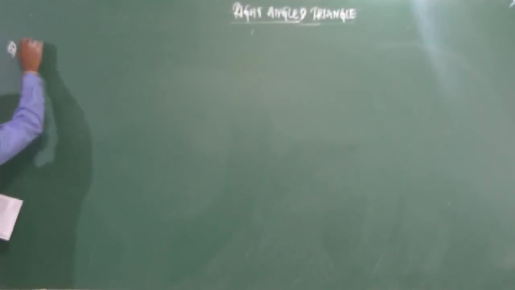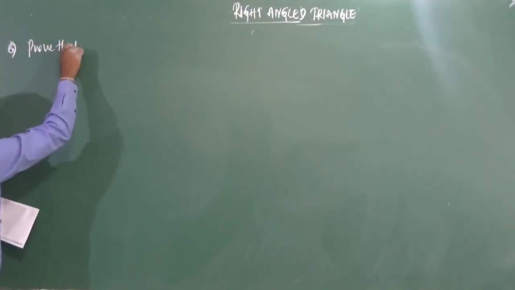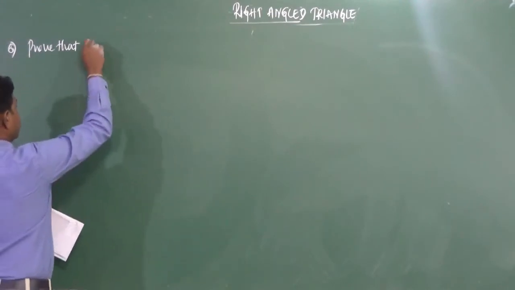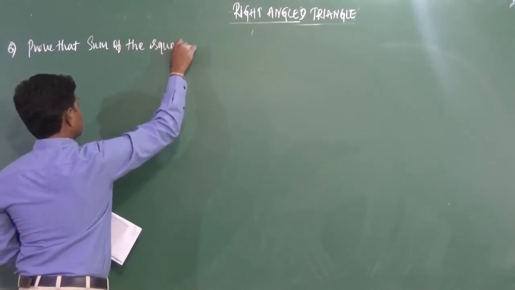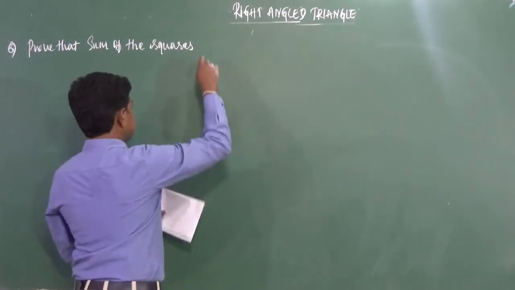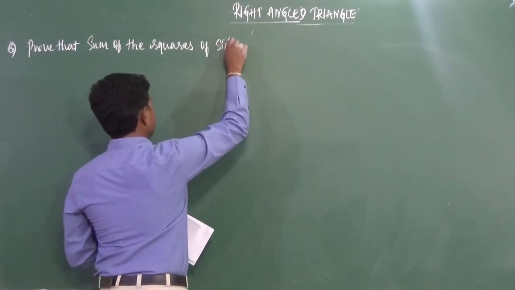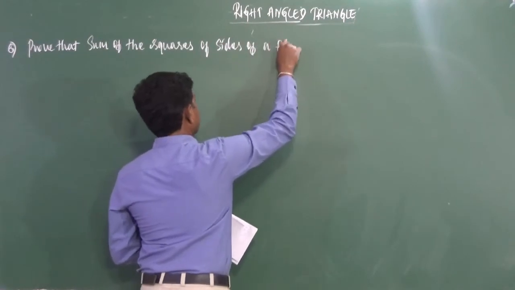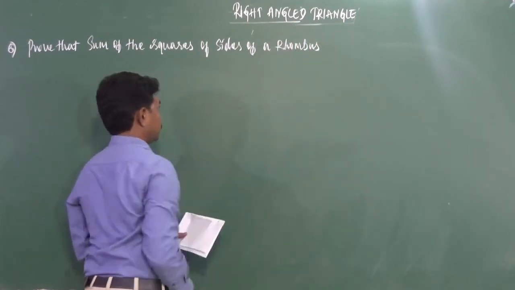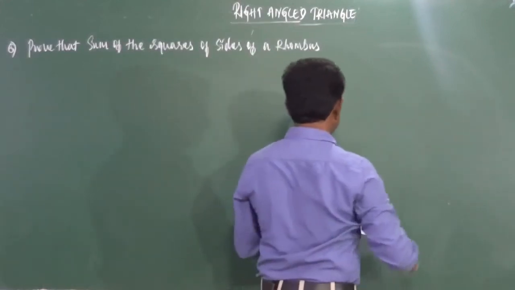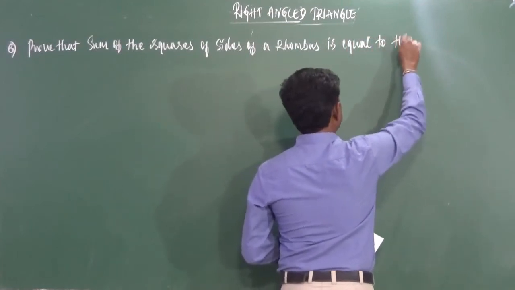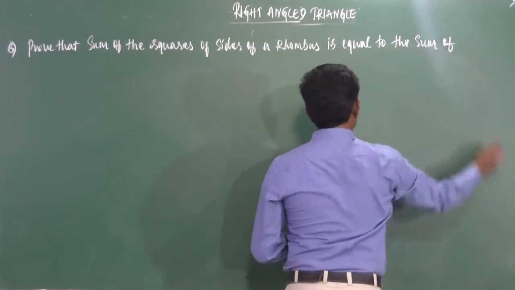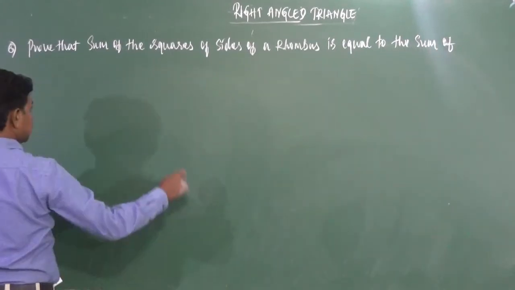Right, we'll go with the sixth problem. Prove that the sum of the squares of the sides of a rhombus is equal to the sum of the squares on its diagonals.